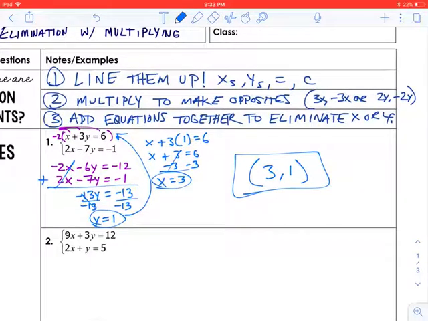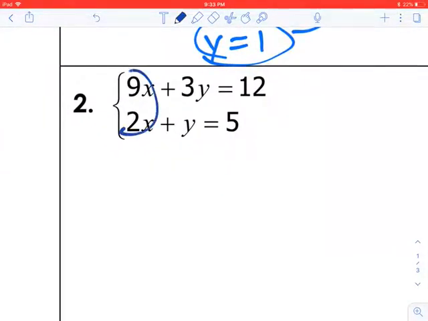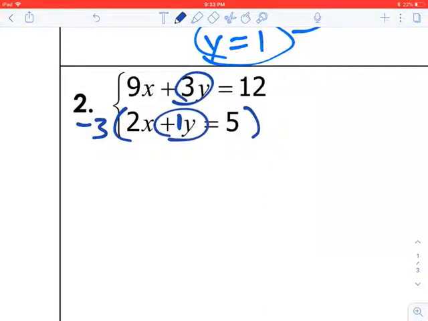And there we go. So the idea is to get opposites for x or y. So you got to just kind of figure out what goes into the other. Well, same thing on number 2. 2 doesn't go into 9. So I try this one. 1 goes into 3. All I have to multiply by is 3. But I want these to be opposites. So I'm going to multiply by -3 because I want 3 and -3.